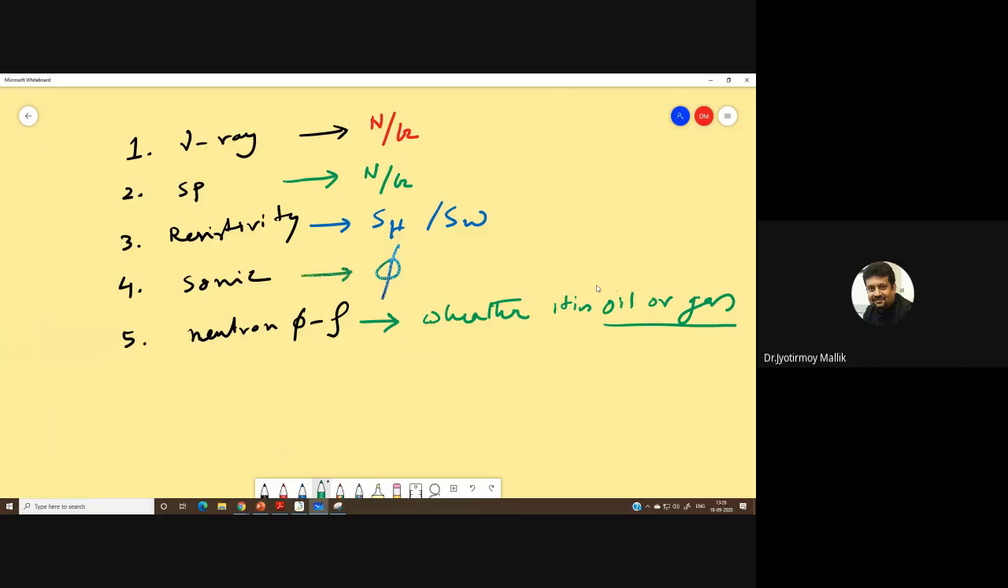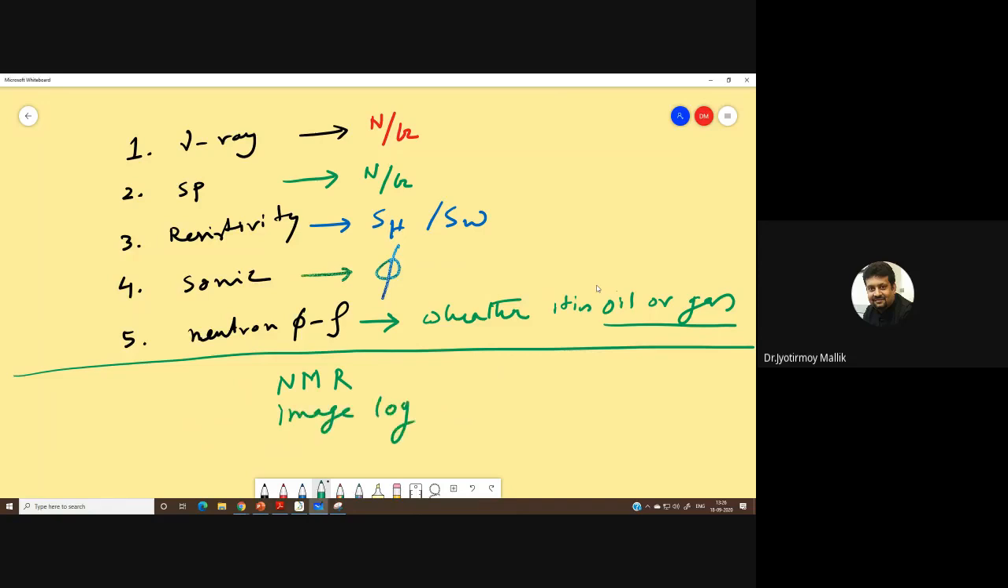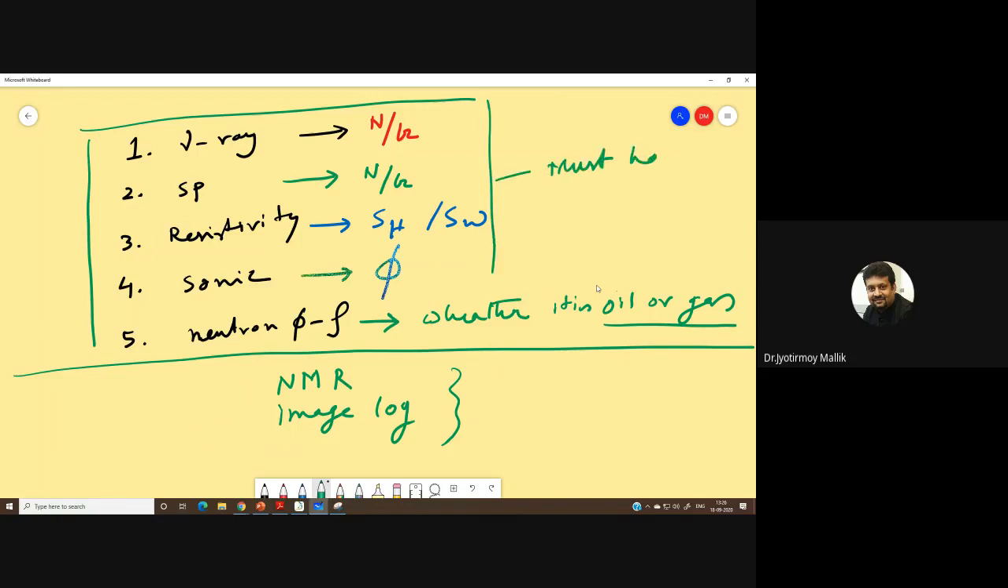Okay. Now there are plenty of other types of logs. For example, we have the NMR log, and then we have the image log, etc. Now these are the must-have logs in any well. And these others are like optionals.